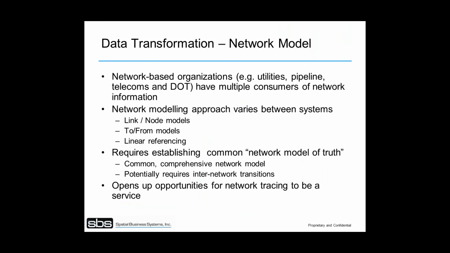Getting into that network model aspect, organizations that use networks like pipelines, utilities, telecoms, transportation agencies, they all have multiple consumers of network information within their business. We mentioned the node-link and the to-from models, but there are also linear referencing models that are particularly important in pipelines and DOTs. So establishing a canonical network model, or a network model of truth, really is one of the key things that needs to be done to support all the consumers.